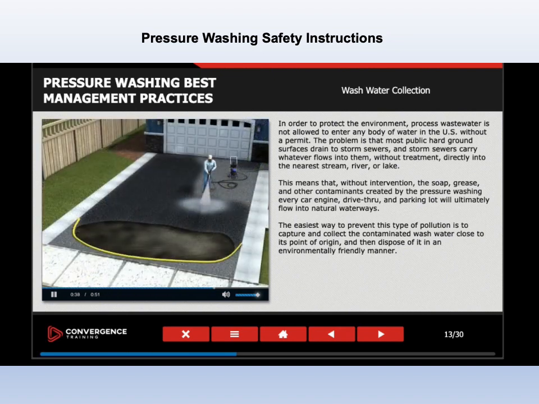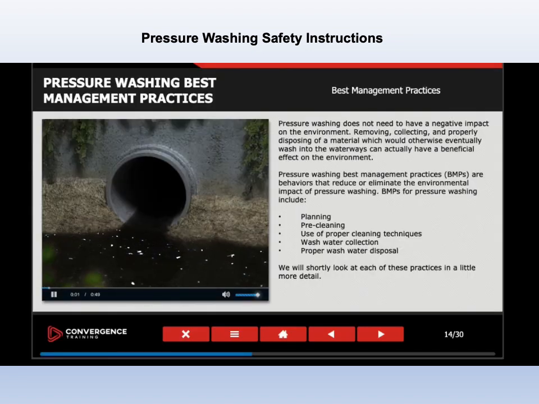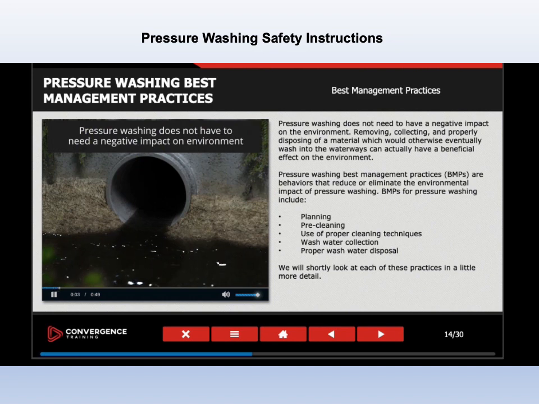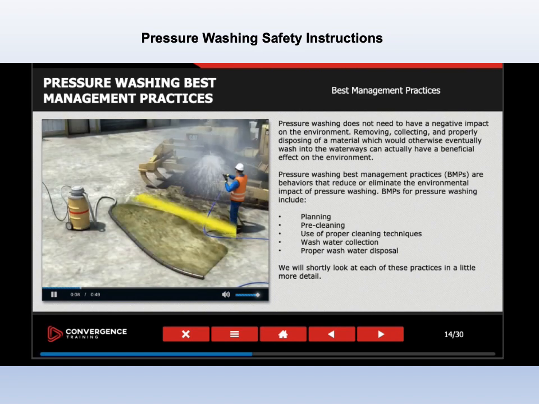The easiest way to prevent this type of pollution is to capture and collect the contaminated wash water close to its point of origin and then dispose of it in an environmentally friendly manner. Pressure washing does not need to have a negative impact on the environment. Removing, collecting, and properly disposing of a material which would otherwise eventually wash into the waterways can actually have a beneficial effect on the environment.